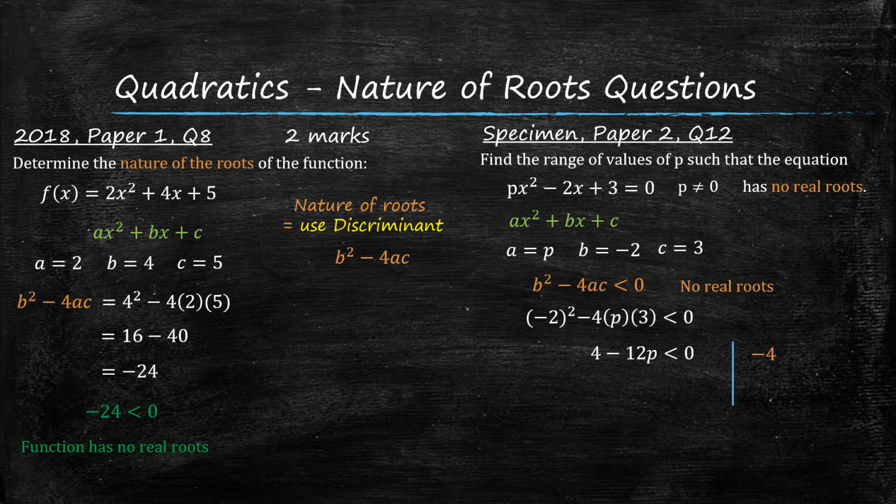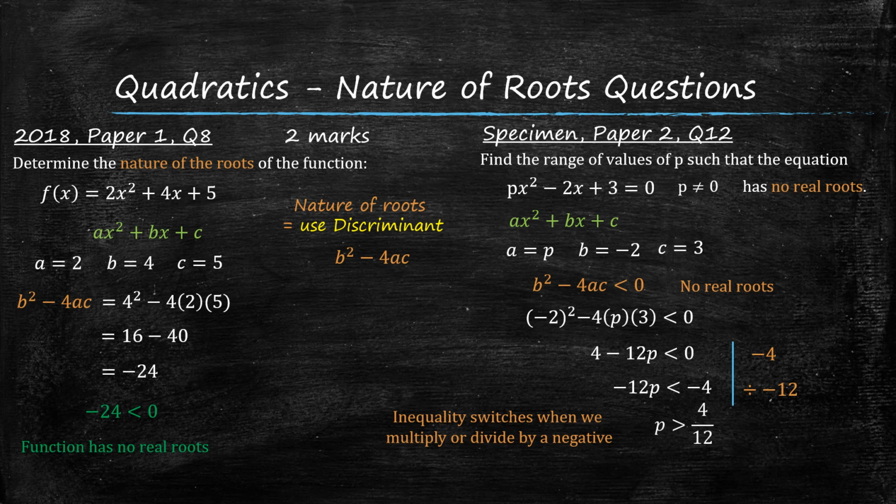Now let's use the balance method to get p on its own. So subtract 4 from both sides gives us negative 12p is less than negative 4. And now we want to divide by negative 12. Now recall, the inequality switches when we multiply or divide by a negative.